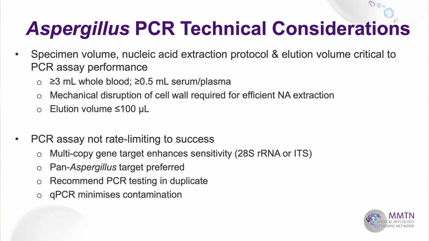So the PCR itself is not particularly rate limiting, but there are a number of recommendations, and these include things like using a multi-copy target to increase your sensitivity. Ideally, actually using a pan-Aspergillus target, because whilst Aspergillus fumigatus probably accounts for about 85% of our infections, there's 15% of infections that are caused by other species. And so if we only had a fumigatus target, we'd be missing a significant proportion. And qPCR is recommended to minimise our risk of contamination.